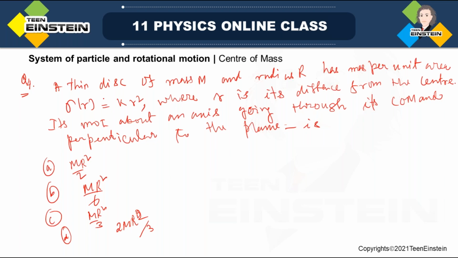Okay, we'll try to solve this. So a thin disk of mass capital M and radius capital R has mass per unit area which is varying with respect to distance, where r is the distance. So look, this is a disk, so the mass is actually varying point to point. That is what is said here. Small r is the distance from the center.